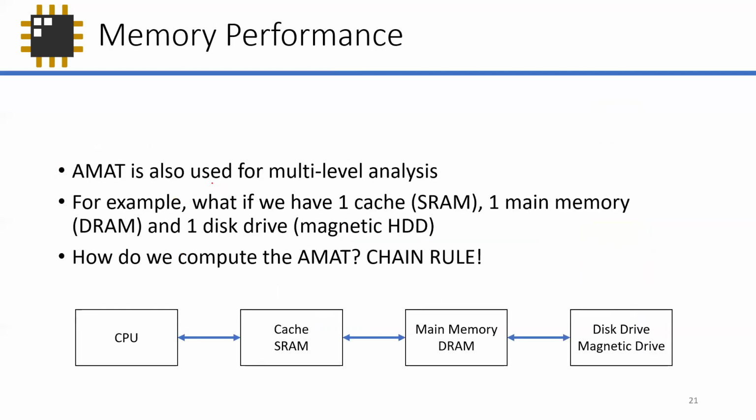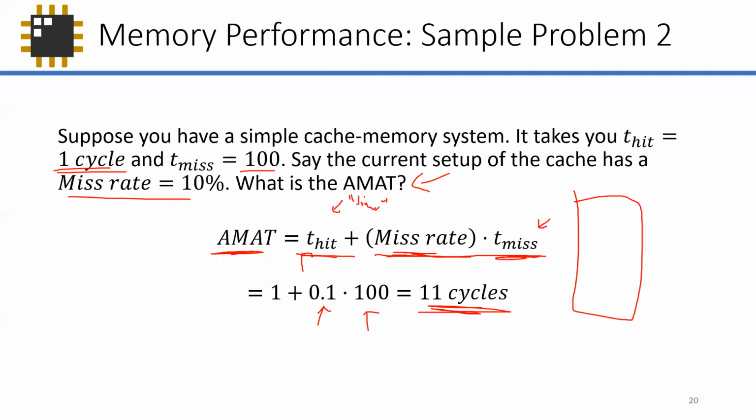Average memory access time can also be used for multi-level analysis. For example, we were just looking at the main memory, but what if we also add the disk drive? It's the same thing, but this time we have a sort of chain rule. It's just a matter of understanding the equation: a hit time plus the miss rate times the miss time, and this miss can also be characterized using an average memory access time.